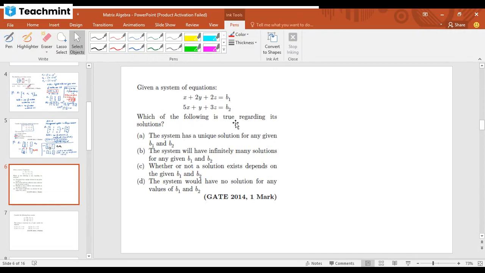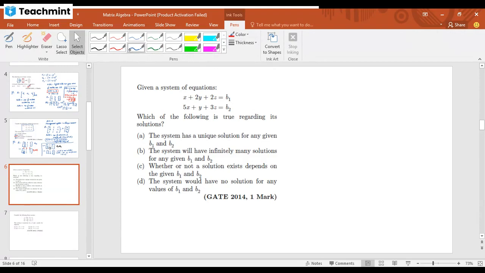The question is which of the following is true regarding its solution. The system has a unique solution. The system will have infinitely many solutions. Whether or not a solution exists depends upon the given P1 and P2. The system would have no solution for any value of P1 and P2.